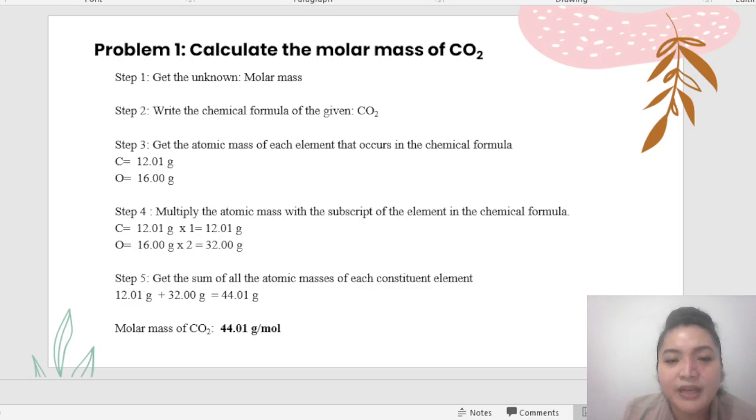And finally, we have to add all of the atomic masses of each of the constituents. This will give us 44.01 gram per mole for the molar mass of carbon dioxide.